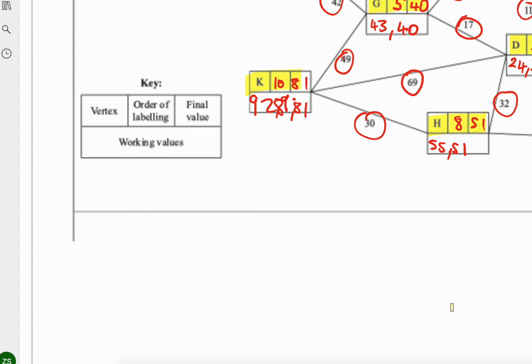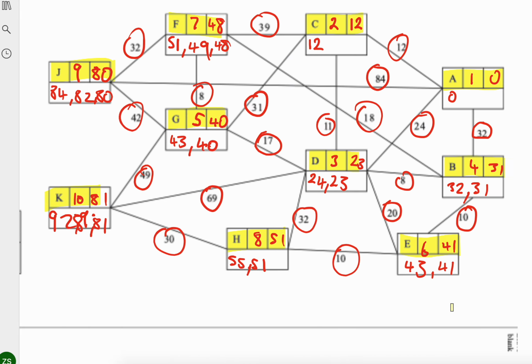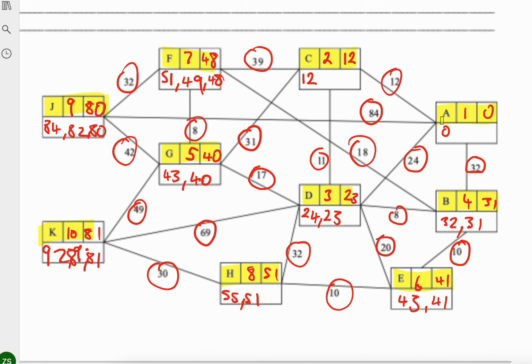Say the root. So we want A to J. If you were going from A to J, what's the length of the path? That is 80, right? Yes. What's the distance from A to K? 81. So what path would you take? You start from backwards, starting from J going backwards, yeah.